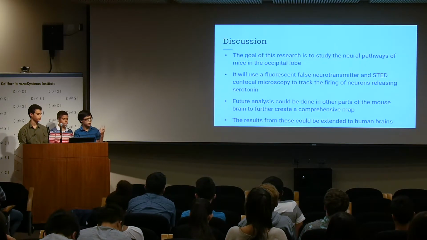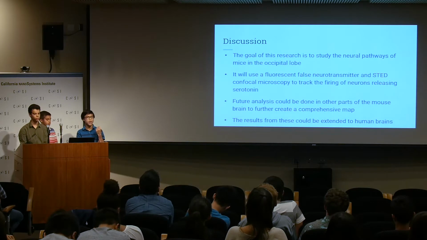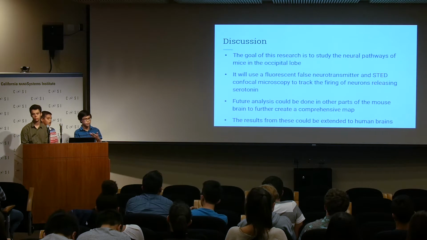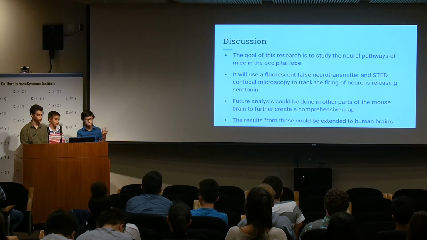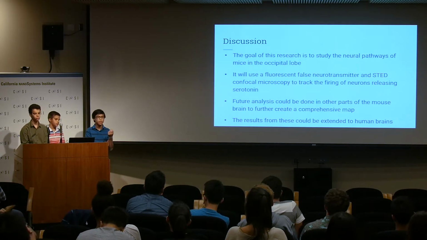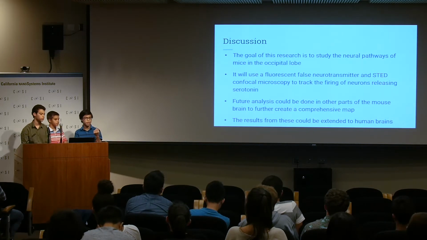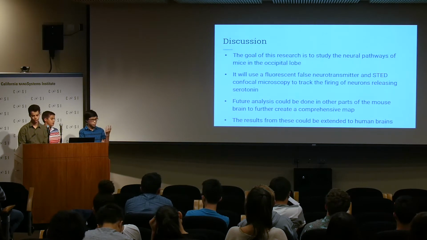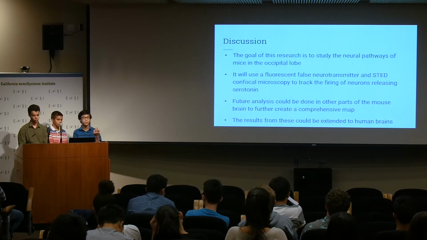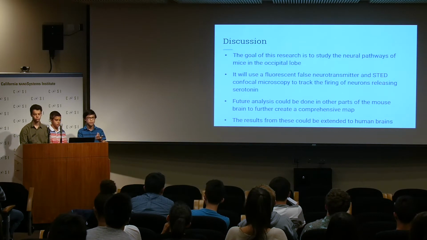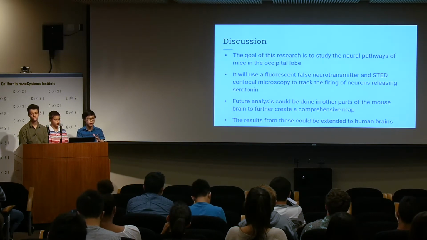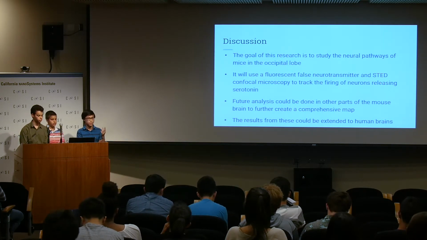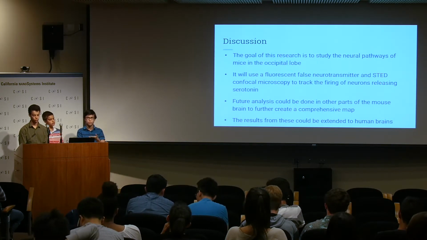In summary, the goal of our research would be to study the neural pathways of mice in the occipital lobe all the way down to the synaptic level, which hasn't been covered in too much detail before. The project would use a fluorescent false neurotransmitter and STED confocal microscopy to track the firing of neurons releasing this neurotransmitter, serotonin. After getting the results, we'd be able to possibly conduct future analysis in other parts of the brains of mice to further create a comprehensive map of the mouse brain, and the results from this we'd be able to extend to human brains because they're very similar in structure and function.